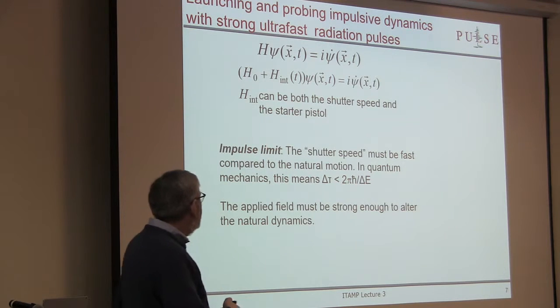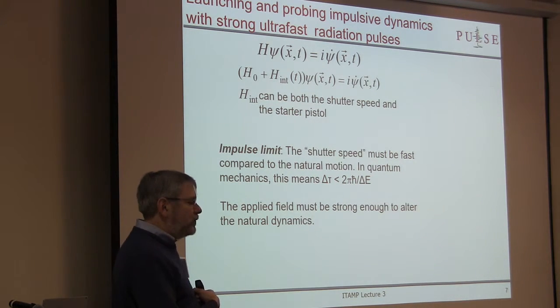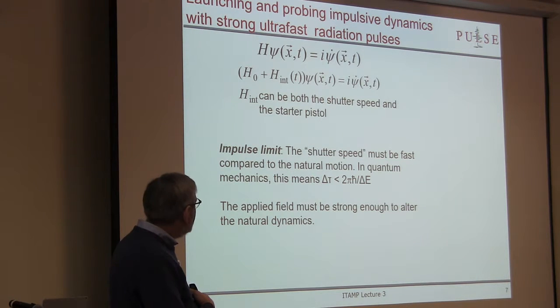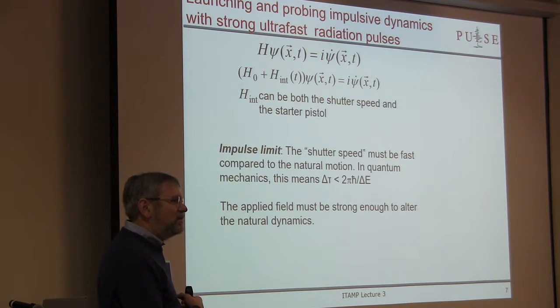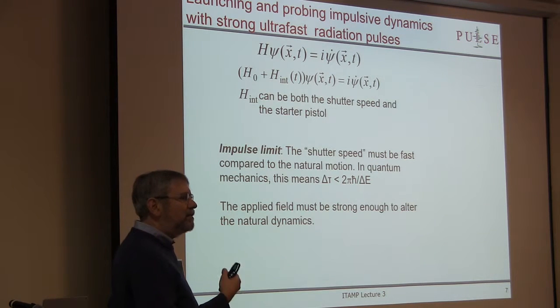So what are we going to do with that? Well, that interaction Hamiltonian is, of course, the way we view the world. So we can think of it as our shutter speed. Shutter speed for making molecular movies, single frame. Also as the starter pistol for initiating dynamics. And in the impulse limit, the shutter speed has to be fast compared to the natural motion.